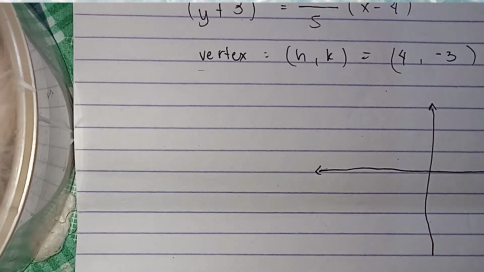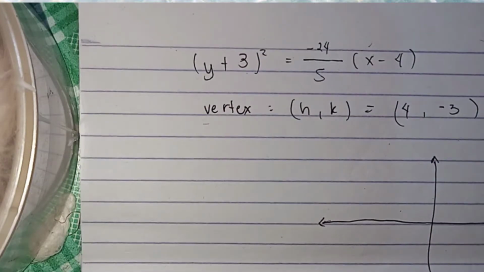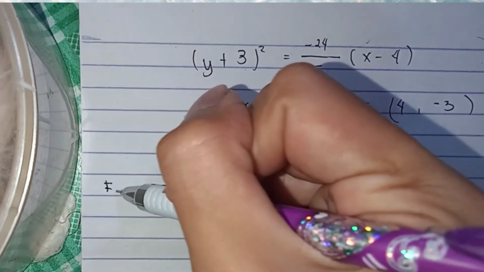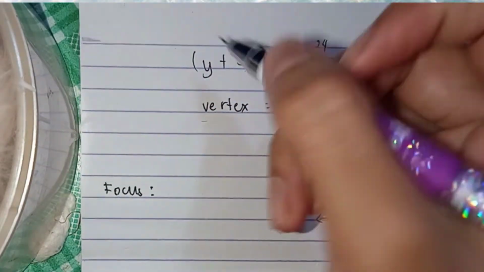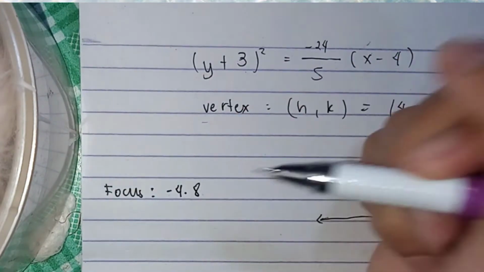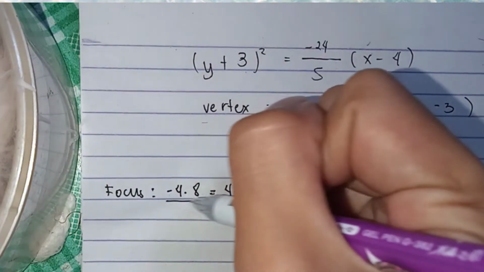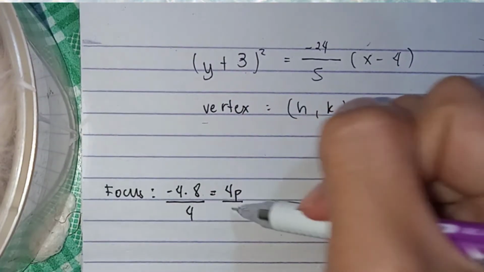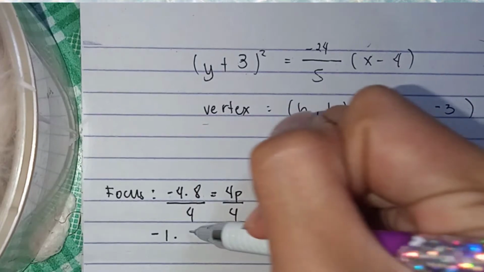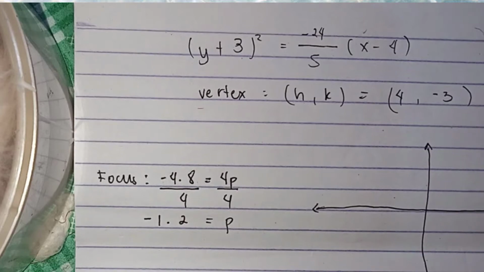Now we have to determine first our focus. From the equation, we have to get the negative 24 over 5, so I convert it into decimal, so it would be negative 4.8 equals 4p, divided by 4, so that we can get our p. Then the value would be negative 1.2.